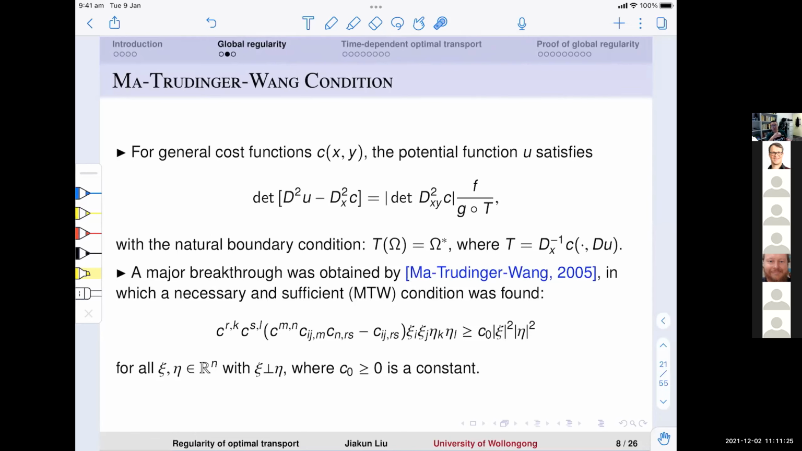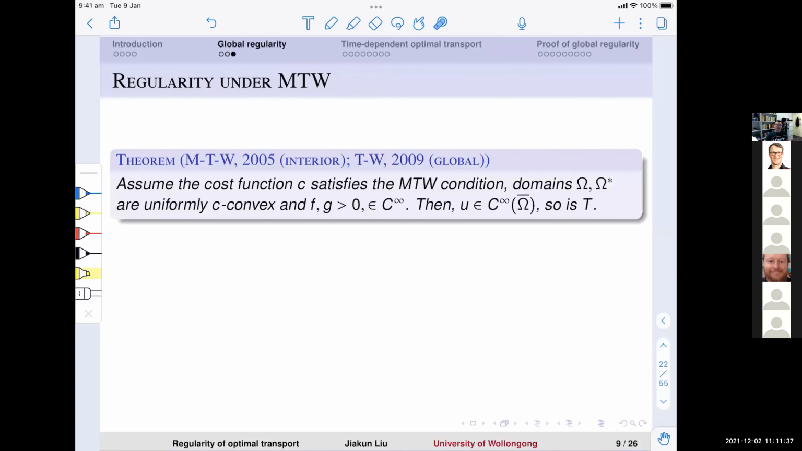It's related to the section curvature, but it's not totally equivalent, but it's related somehow, okay? I'm not going to talk too much about this condition, but as long as the cost function satisfies the MTW condition, then Ma, Trudinger, Wang and also Loeper can obtain global regularity as well by assuming the domain satisfies some kind of uniform c-convexity. Okay, so that's the story for general cost functions.